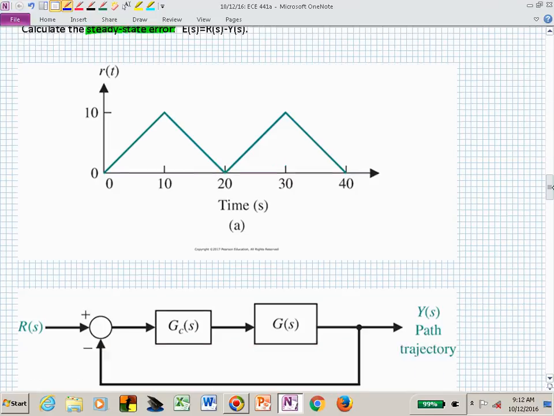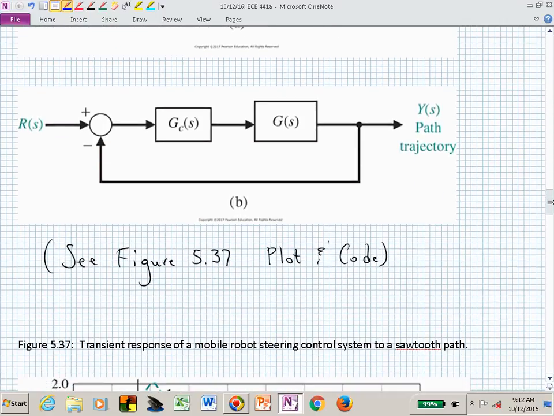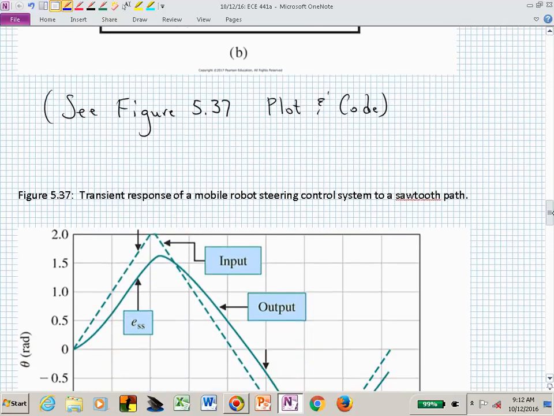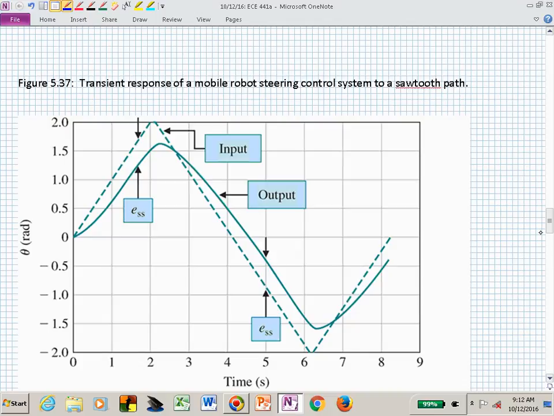So that's what we have to get comfortable with now. And figure 37 in chapter 5 talks a little bit about that. And here's the picture that you might start thinking about in terms of a steady state error. Here the command or the input is dashed. That's where you want your, let's say, position to be. And your position is actually this solid green curve.